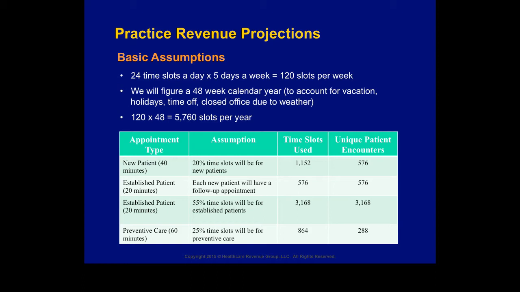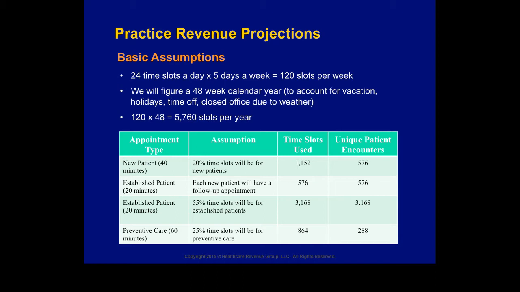So I'm going to have 3,168 slots used, which with a 20-minute slot means I'm going to have 3,168 people come in that I saw in prior years that aren't new to me this year. Then for preventive care, I'm going to say 25% of my slots are going to be used to do physicals and preventive care, and we're going to make those 60 minutes.